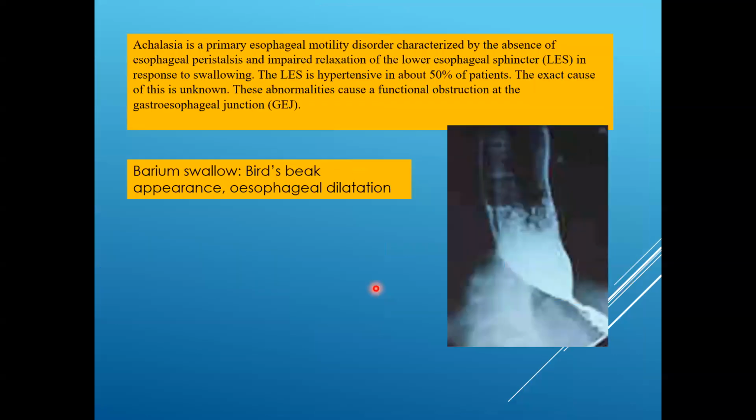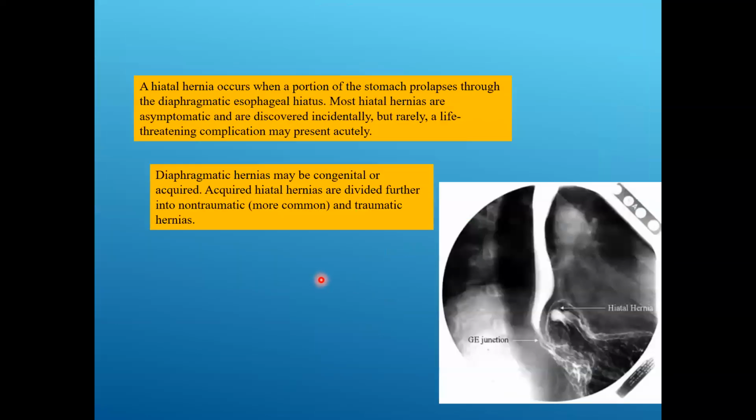I have a couple of slides with more details on these conditions. See, this is the esophagus. That is the barium, the white material, and it's showing here the esophagus, and that is the stomach actually. It's going through the diaphragm together with the esophagus. This is called hiatus hernia.